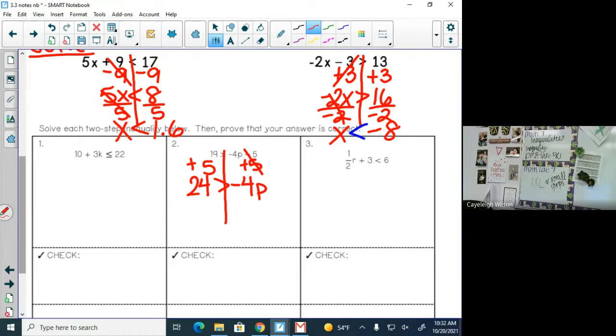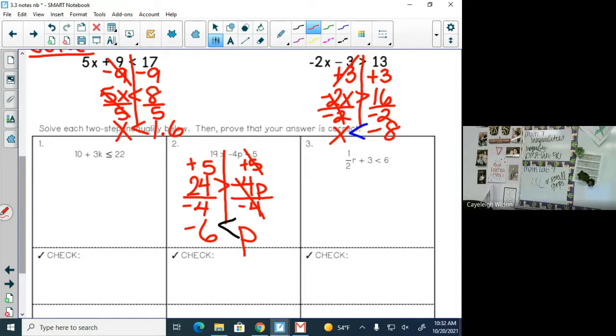And then what would I do to get p all the way by itself? Divide by -4. This is what I'm talking about. See how the p is on the right side of the inequality sign? Leave it on that right side. Don't always try to write it first. And I am going to flip on this one because I divided by -4. The 24 divided by -4 is -6.